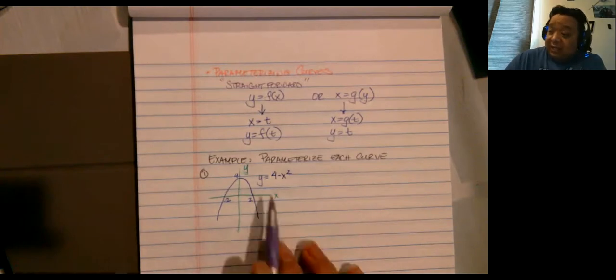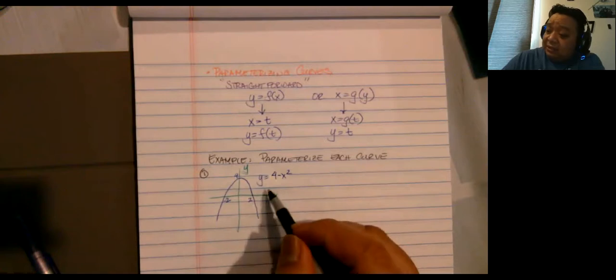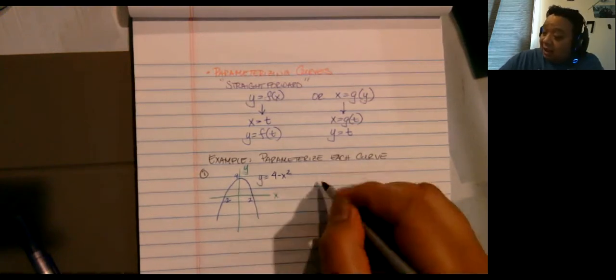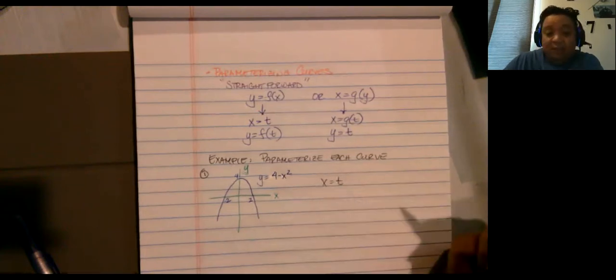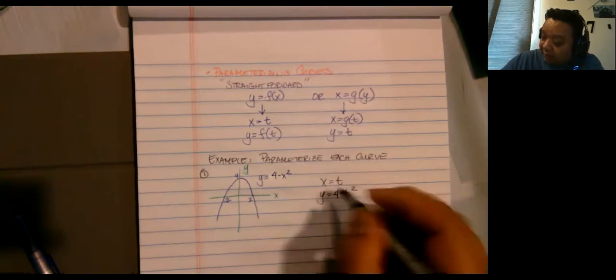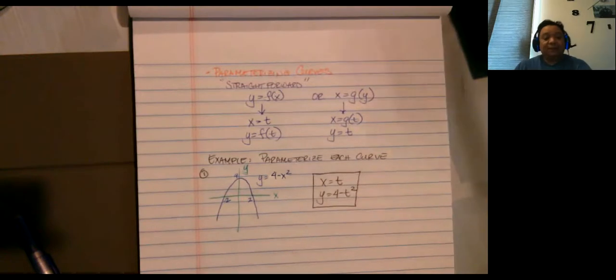All right, since it's y as a function of x, the easiest way to parameterize this is, since y is dependent on x, x would be my parameter. So x would be t, and then y would be 4 minus t squared. And there is your answer. Questions? Any questions on this?